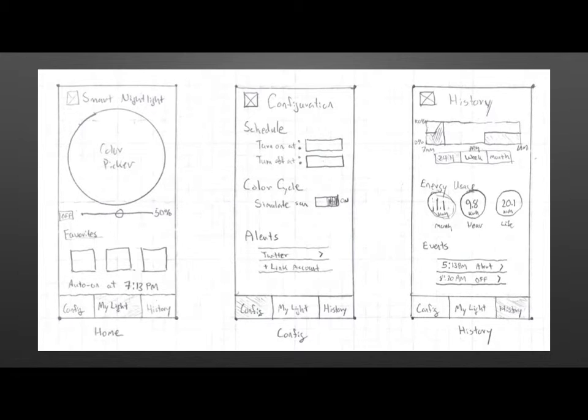You can just scroll over, pick the color, slide the intensity up and down, maybe have some favorite presets, and then this is just some status message or whatever. Then a little configuration tab: maybe you want to schedule it, maybe you want to simulate the sunrise, because why not? And then you can link your Twitter and everything to it. And maybe some historical data would be good, because I've got this thing so it knows how much energy it's using, when it's on, when it's off, and what's going on. So go ahead and provide some little visual of that.